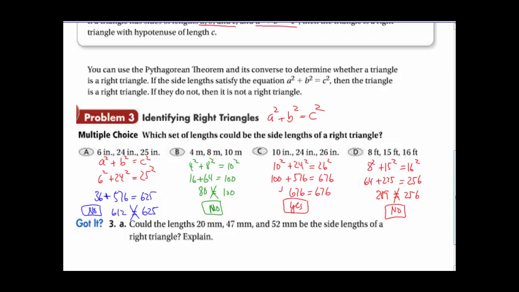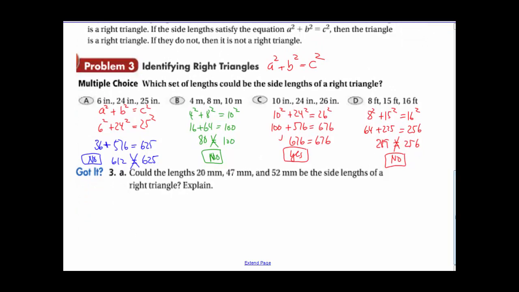Again, go ahead, hit pause. Your turn to do number 3. We want to find out, could 20, 47, and 52 be the side lengths of a right triangle? And use your work to explain.